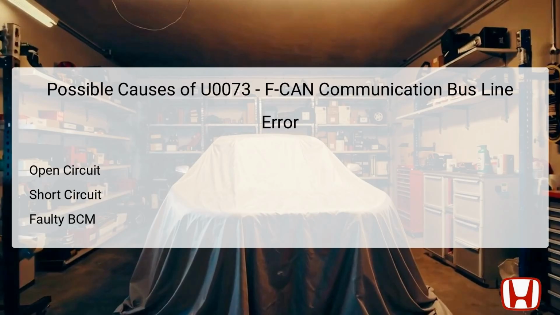A faulty Body Control Module, BCM, itself could be another significant cause. If the module is malfunctioning, it may not process information correctly, resulting in communication errors. Lastly, check for environmental factors such as moisture or corrosion that can lead to physical damage of wiring or connectors. Addressing these possible causes is essential to prevent further complications.